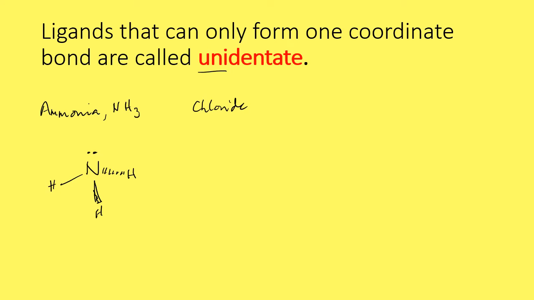So chloride, Cl minus, and as you know chlorine as an atom has 7 electrons, but when it makes chloride it gains an electron and it's got 8 electrons, so it's got 4 lone pairs. But only because of its size, it's quite a big ion, only one of its lone pairs makes a coordinate bond with a metal ion. So it is a unidentate ligand because only one of its lone pairs makes a coordinate bond.